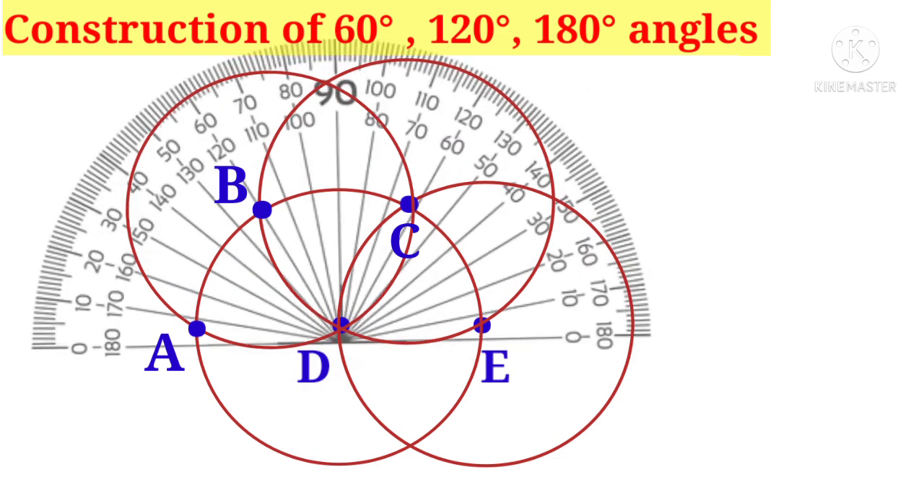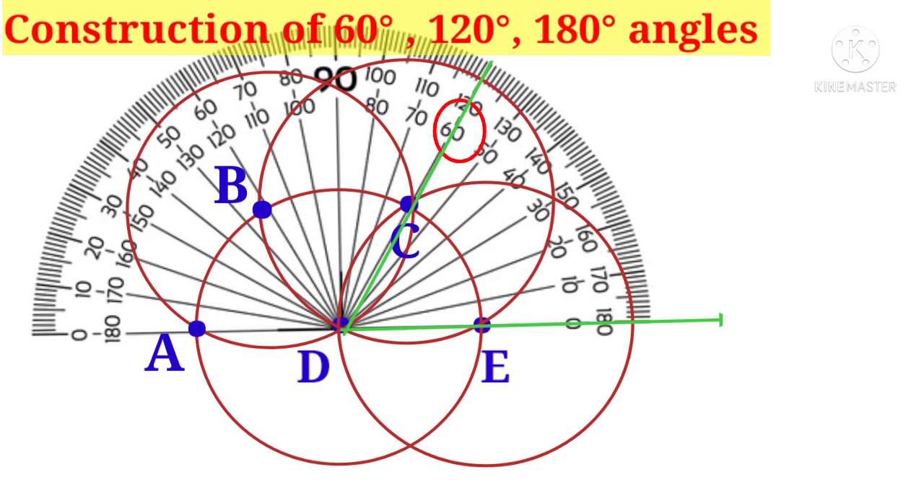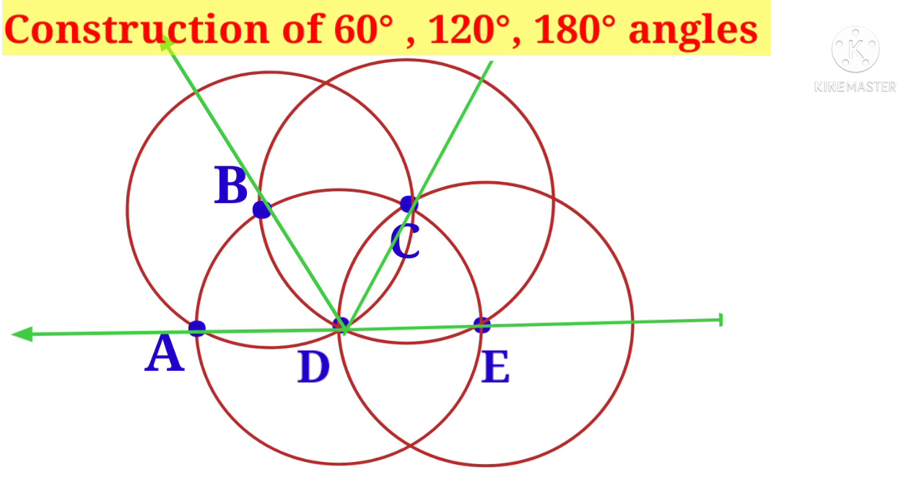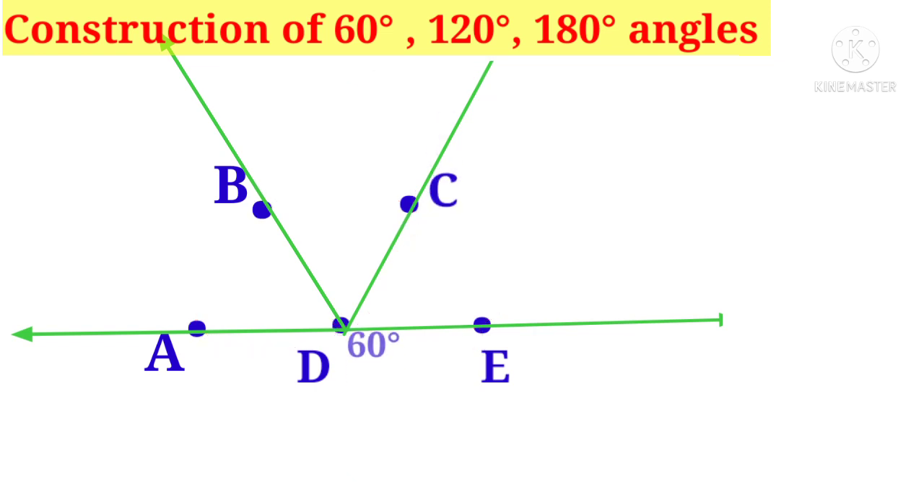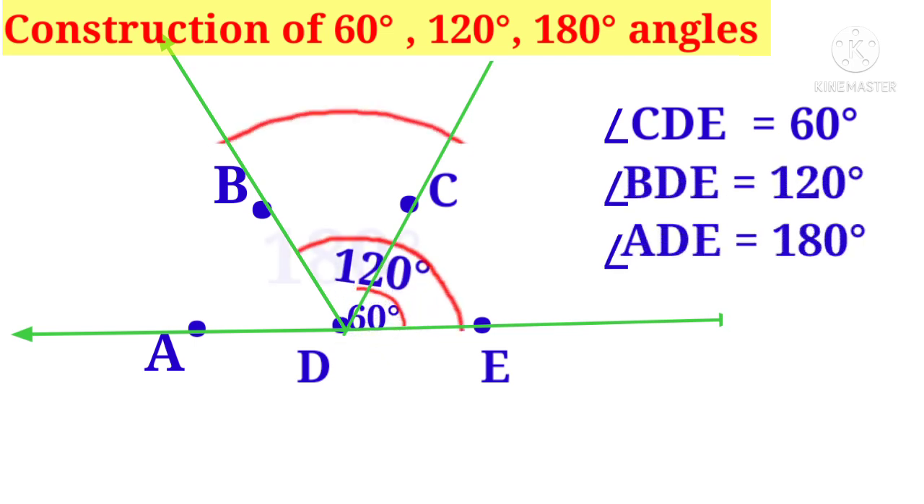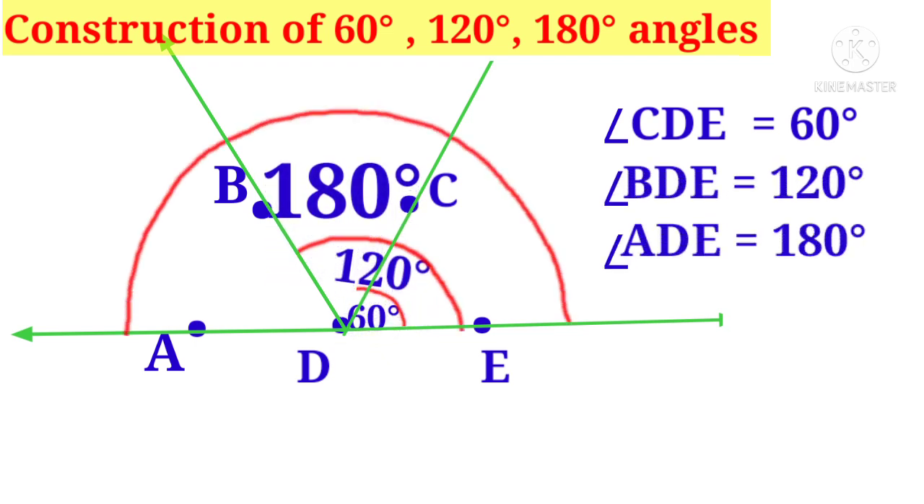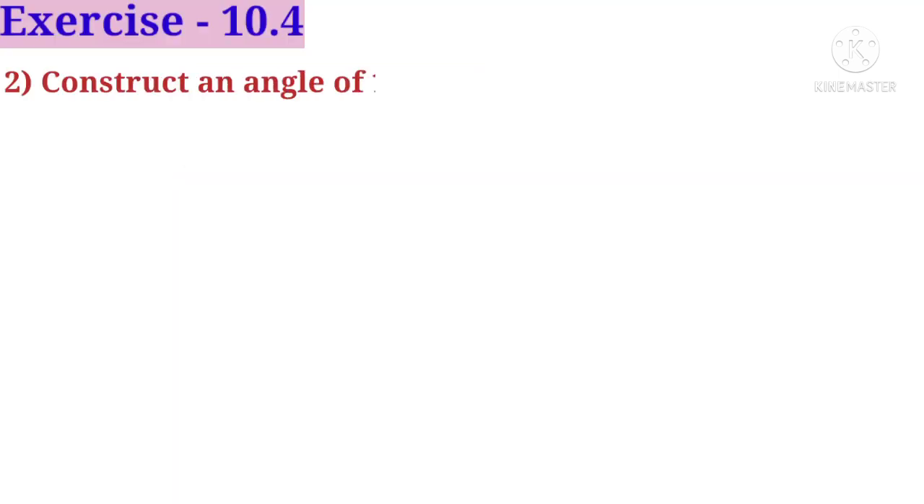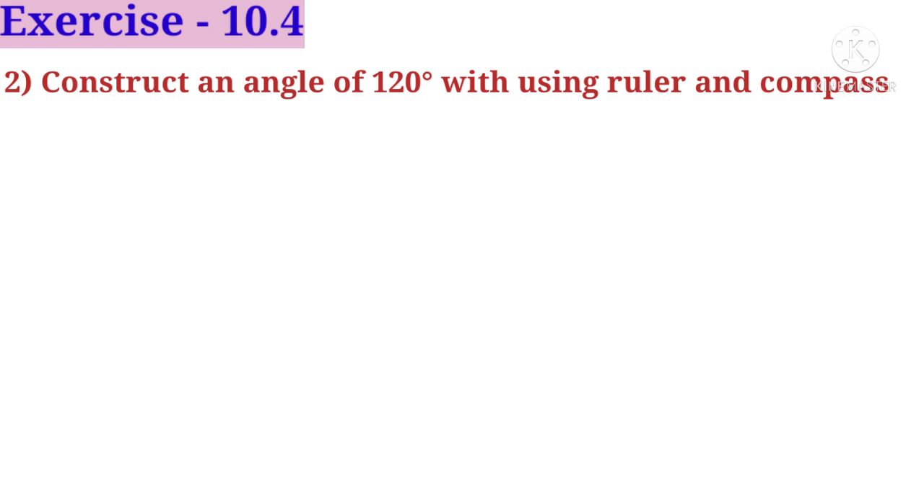Now let us measure the angles. Angle CDE is showing 60 degrees. Angle BDE is showing 120 degrees. Angle ADE is showing 180 degrees. So here observe that angle CDE is 60 degrees, angle BDE is 120 degrees, angle ADE is equal to 180 degrees. Angles are constructed. Now second problem, construct an angle of 120 degrees using ruler and compass.